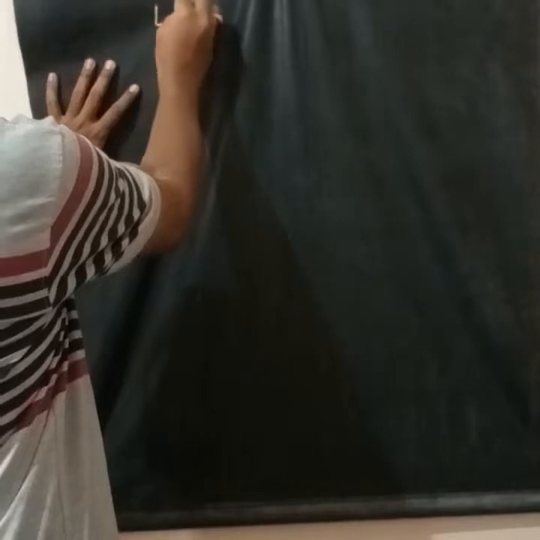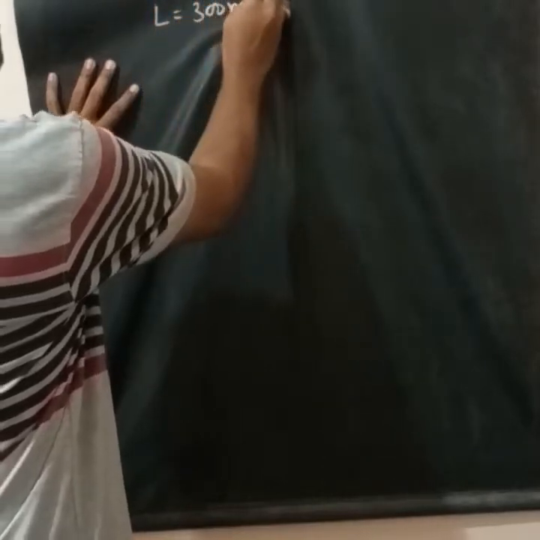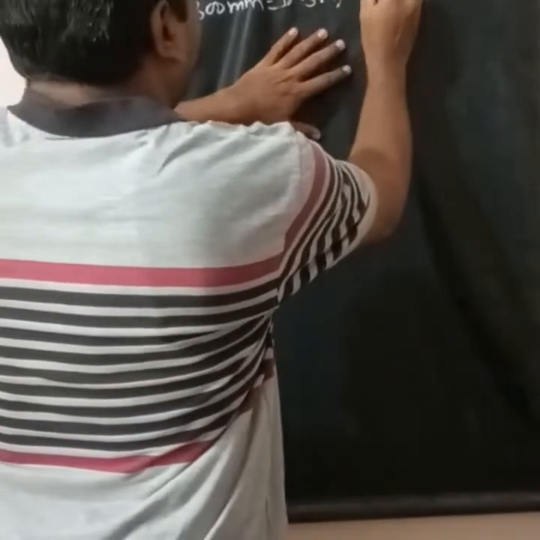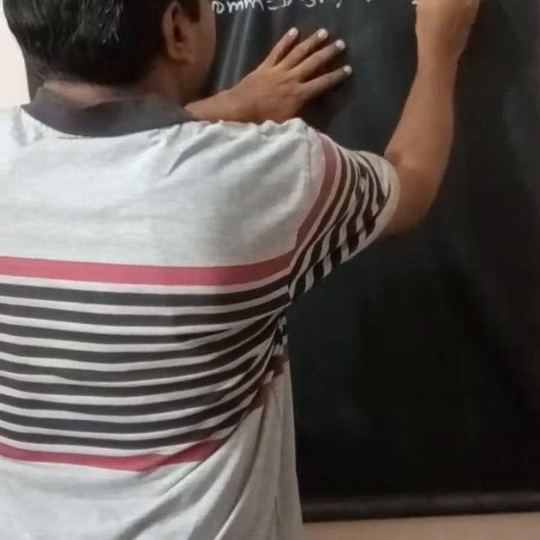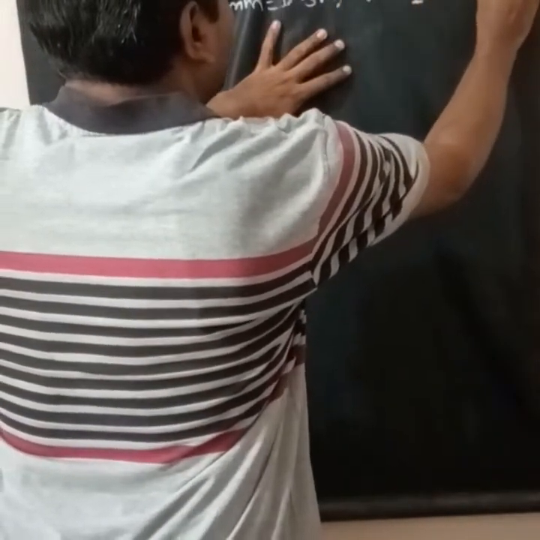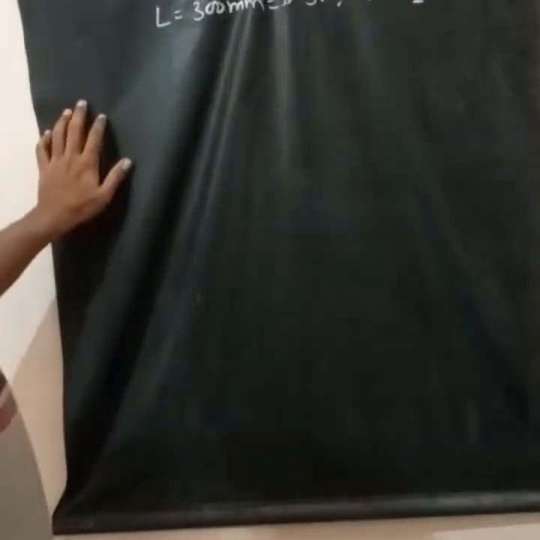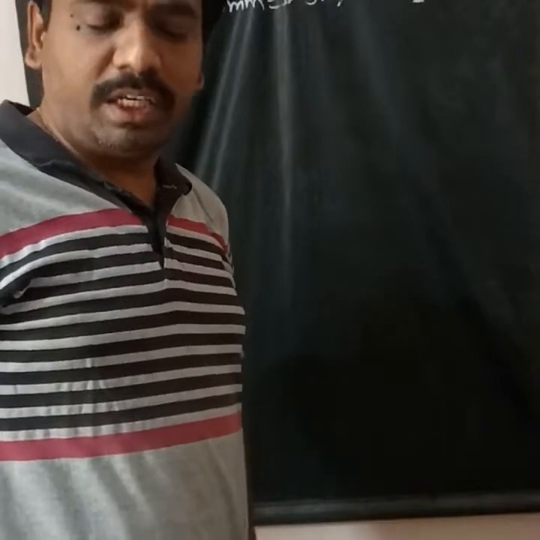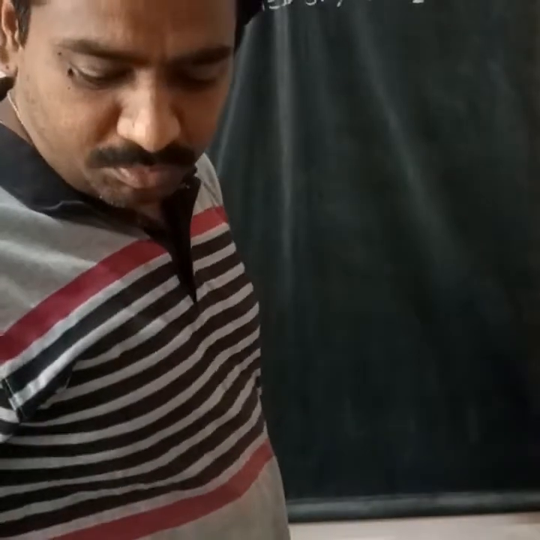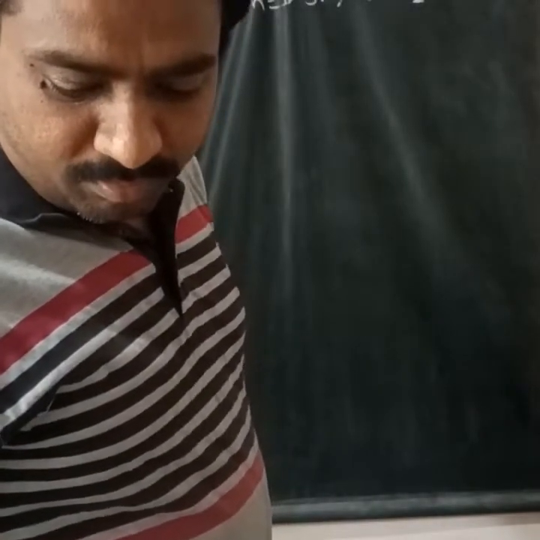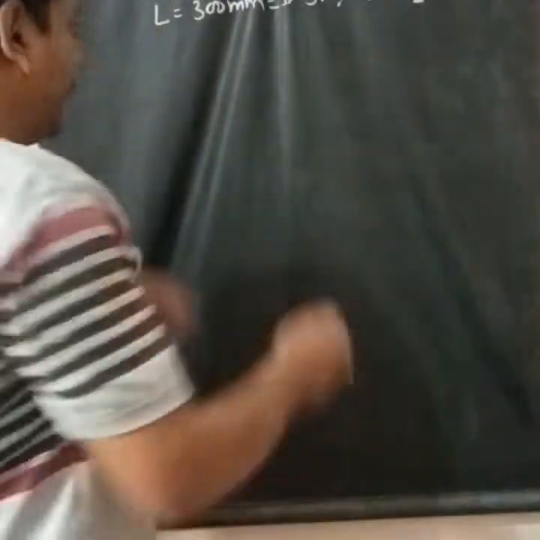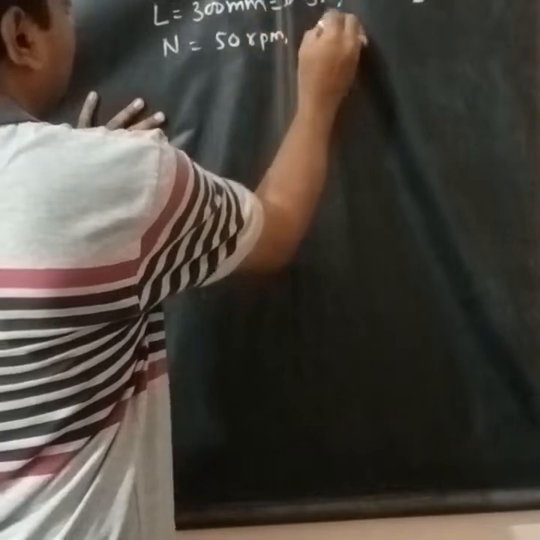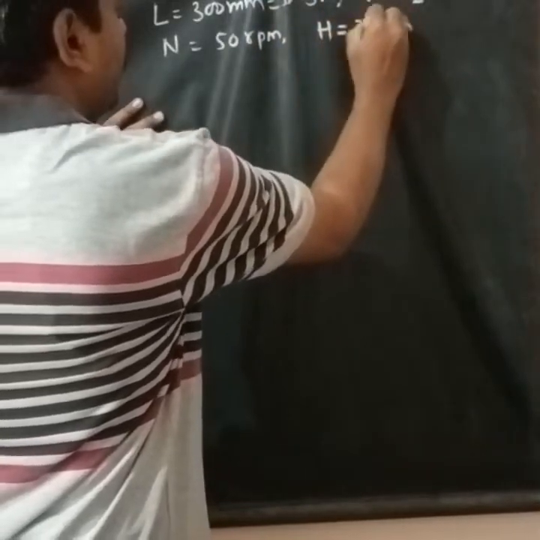Now next is the stroke length. The stroke length is 300 mm, that will be equal to 0.3 meter. So r, the radius of the crank, will be half of the stroke, because L equals twice r, so r equals L by 2. Next, the speed of the pump is given as 50 rpm, and the total height is 25 meters.